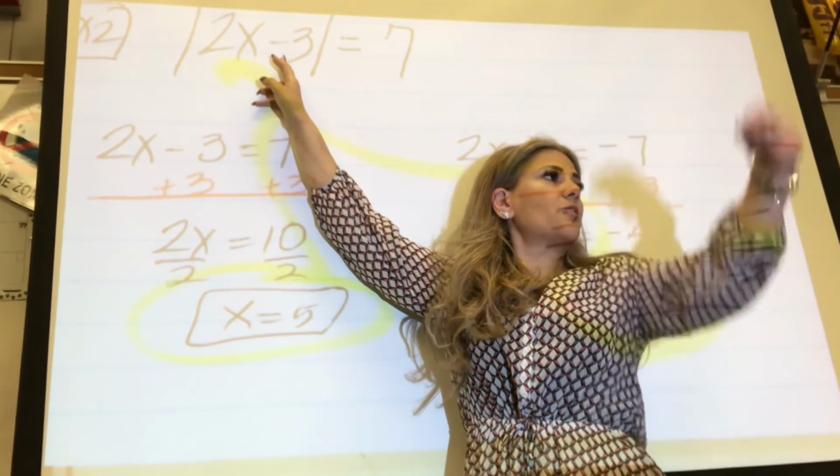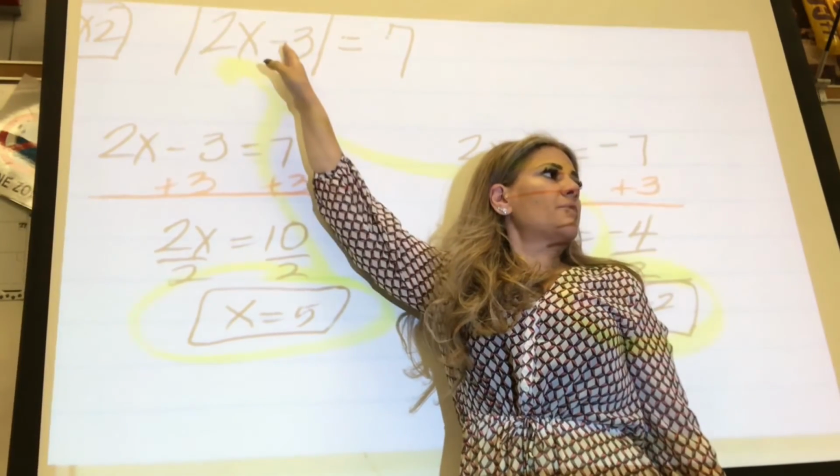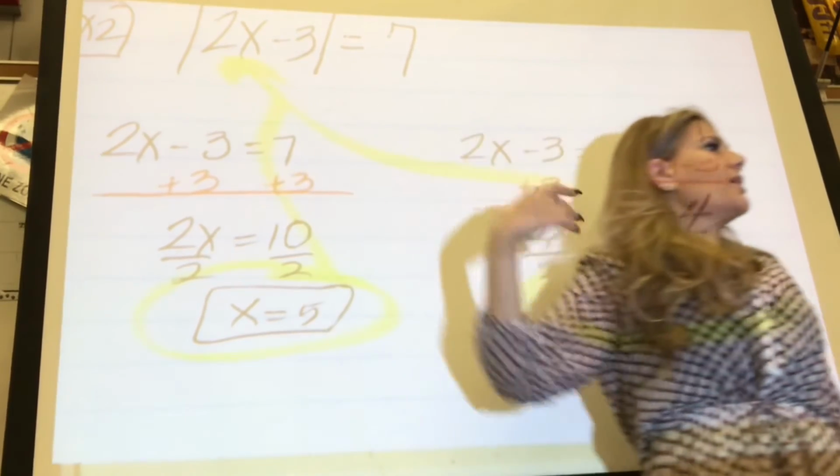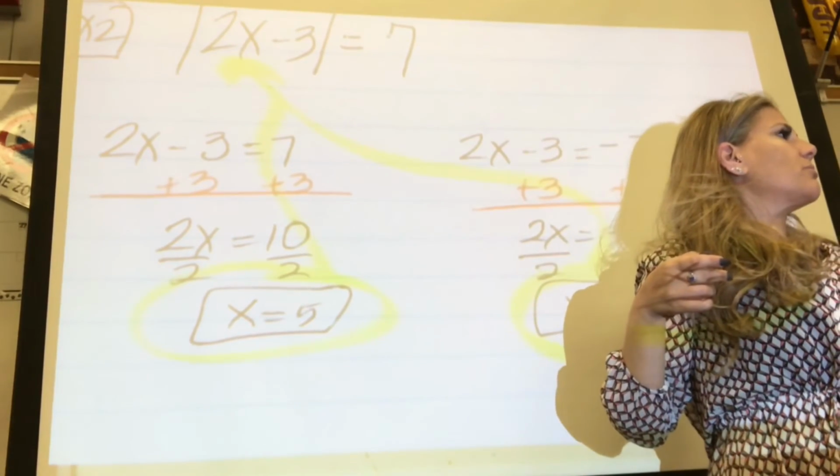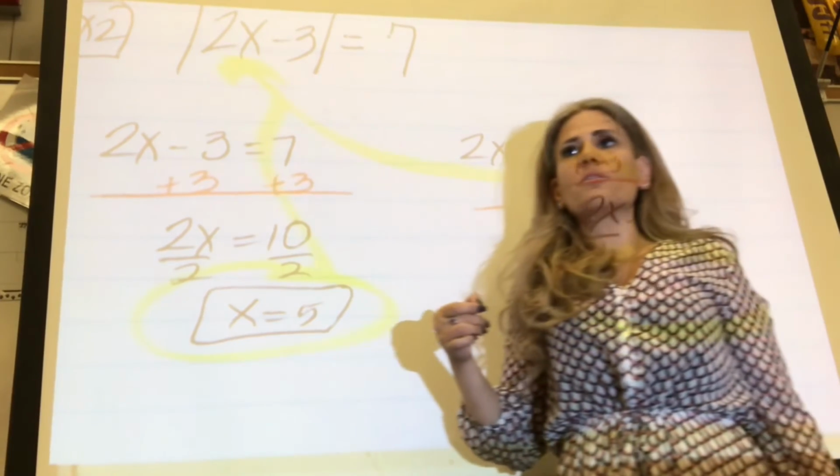7. What's the absolute value of 7? What am I asking you? When I ask you for the absolute value of 7, what am I asking you? Thank you very much. I'm asking you for the distance from 0.